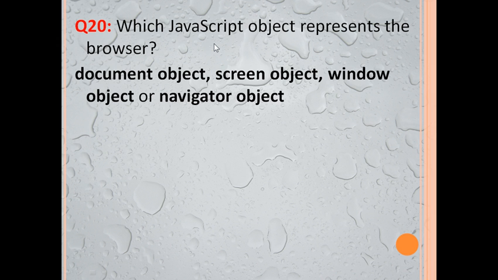Which JavaScript object represents the browser? Document object, screen object, window object, or navigator object? The answer is navigator object. The navigator object has properties like appName, meaning browser name, and appVersion, meaning browser version.